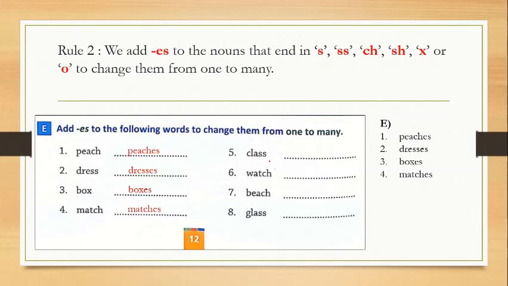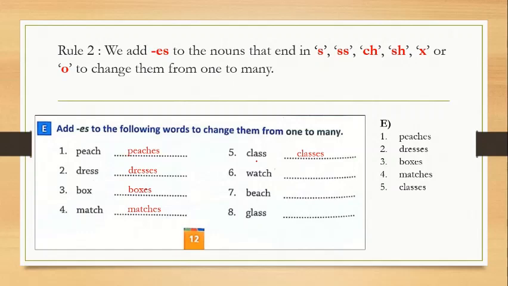Next is class. We will add ES to the word class because the last two letters in the word class are SS. So to change class from one to many, we add ES and we get classes.